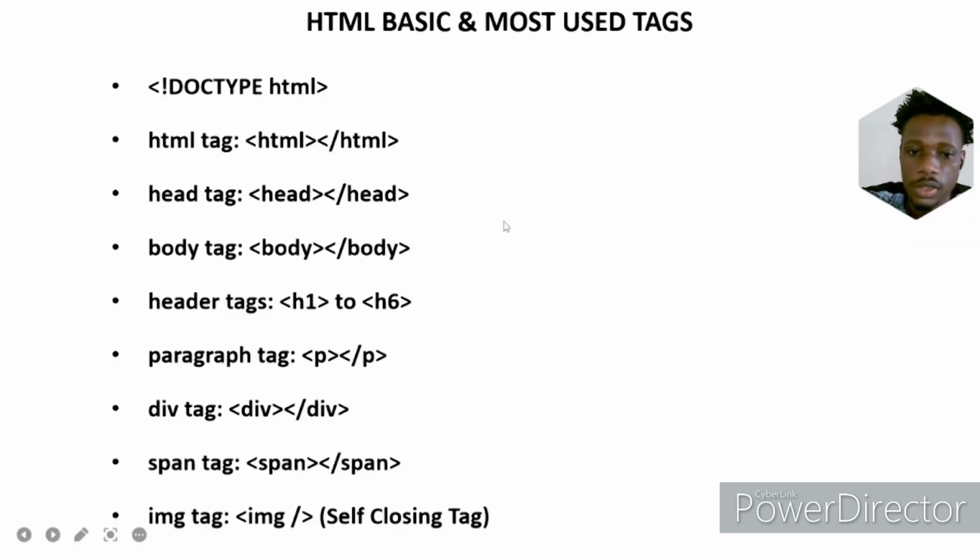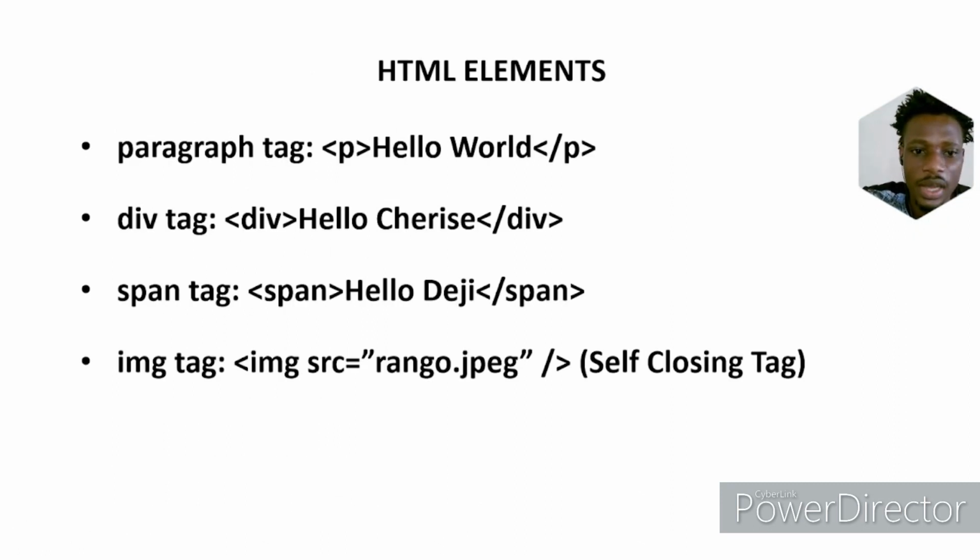If you notice, previously in our tags we have just the opening tag and the closing tag, but in elements we have the opening tag, we have a content in between it, and we also have a closing tag, which makes up the three parts of an HTML element. So as you can see, this is just an advanced form of an ordinary tag in HTML.